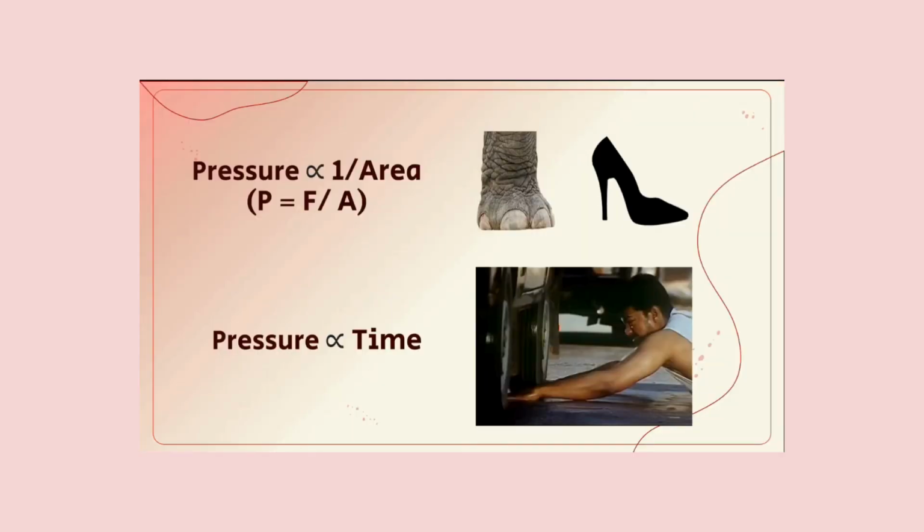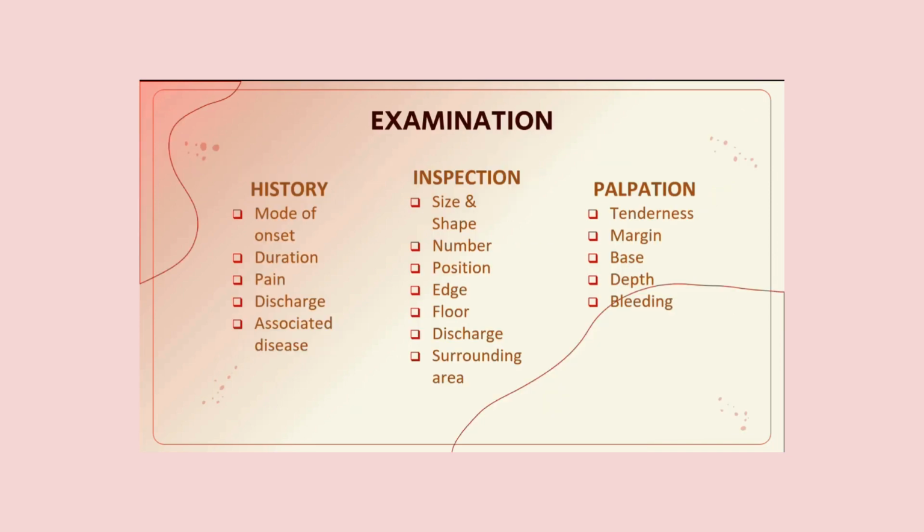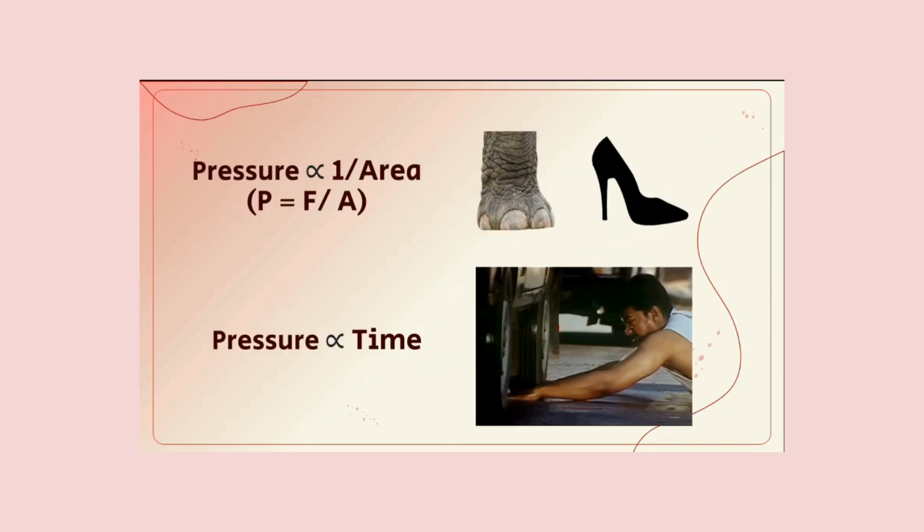A little bit of physics here. Pressure is given by the formula force by area. So if the force is constant, pressure will be inversely proportional to area. An example: say your foot is getting stepped on by an elephant with a force of 10 kg. Since the area over which it acts is larger, it will be less painful compared to the same force acting through the heel of a woman, say 10 kg. I don't intend to say that girls cause more pain than an elephant. Another thing is that pressure is directly proportional to time.